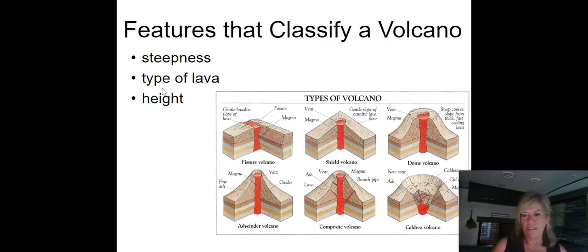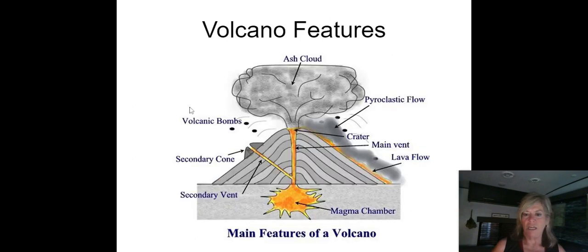So the steepness, the type of lava, and the height are all going to be features that are used to classify. So we talked about the type of lava, and we talked about the steepness and the height, and those things are all put into place when identifying what type of volcano. Then you have the features. You have the ash cloud, which we were all familiar with, the pyroclastic flow, which is the actual flow coming out of the volcano.